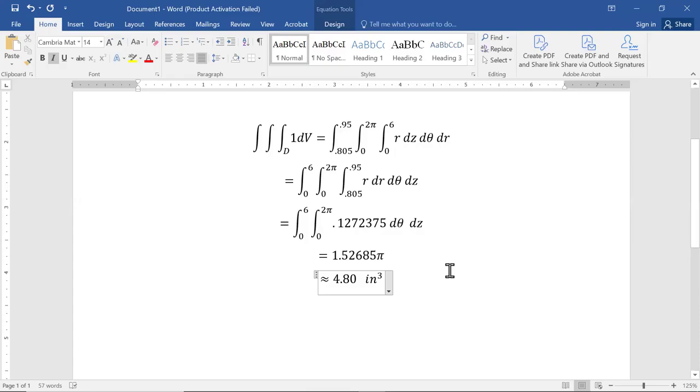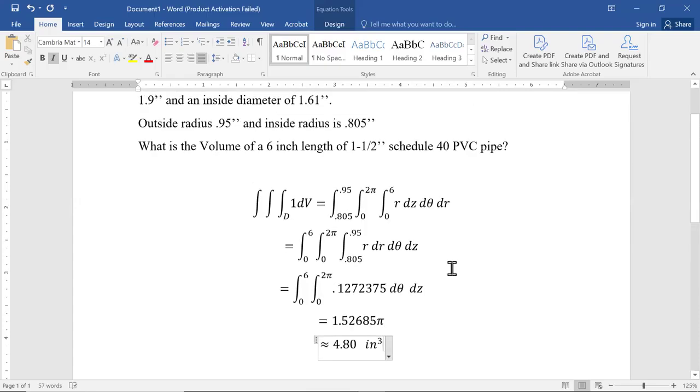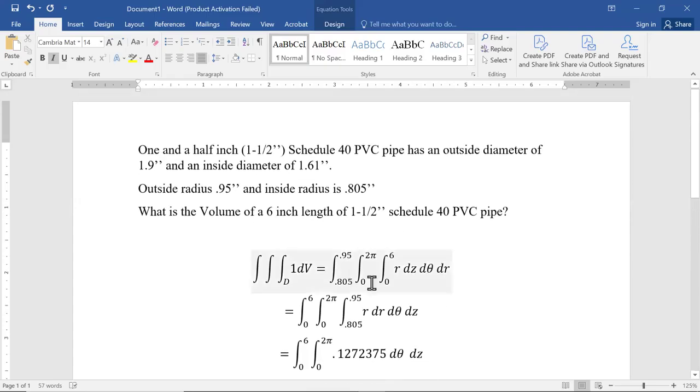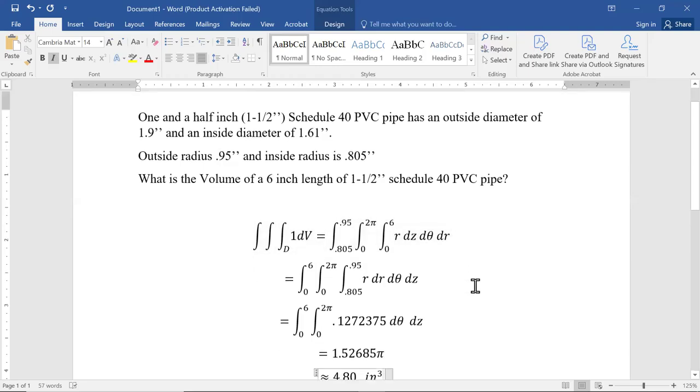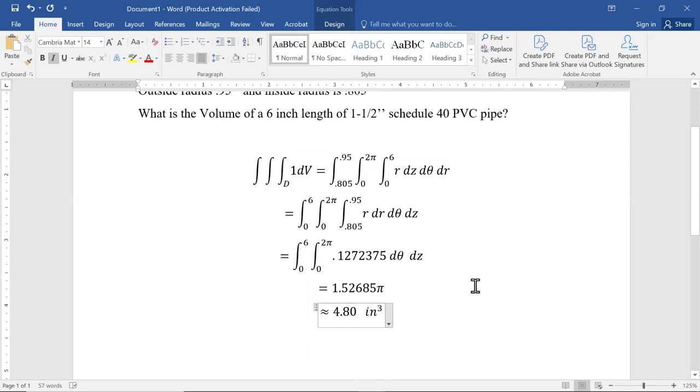All right. So that can find the volume. So in cylindrical coordinates, that's a really straightforward calculation. If we were trying to do this in rectangular coordinates, it would have been much more difficult.